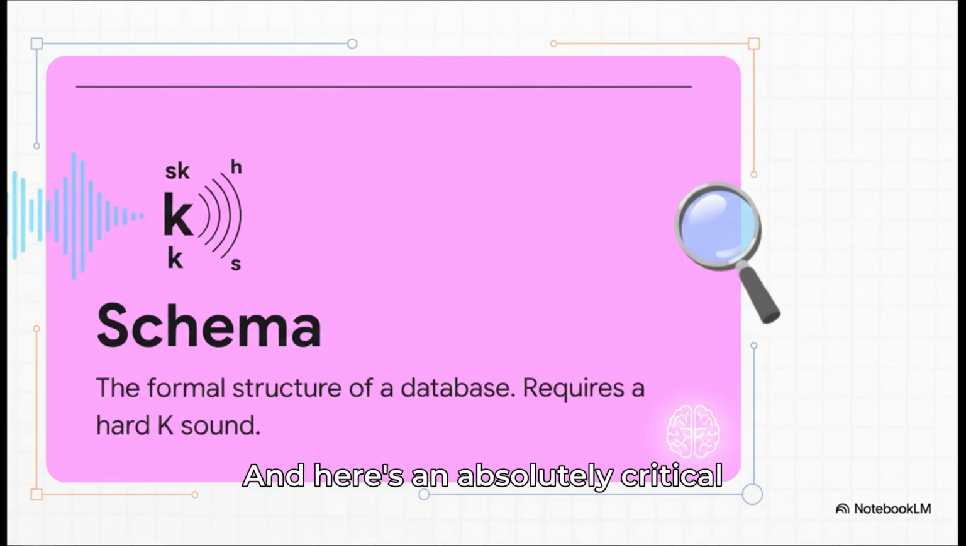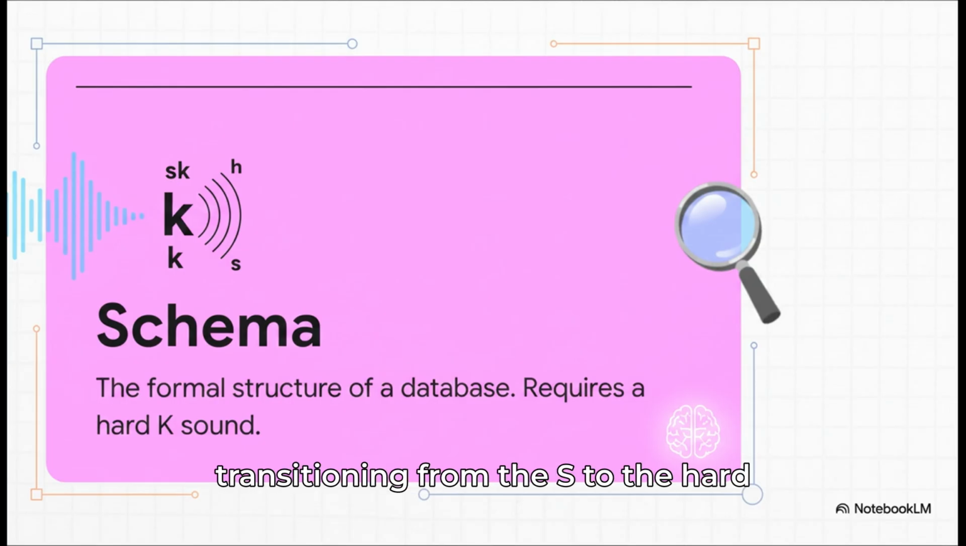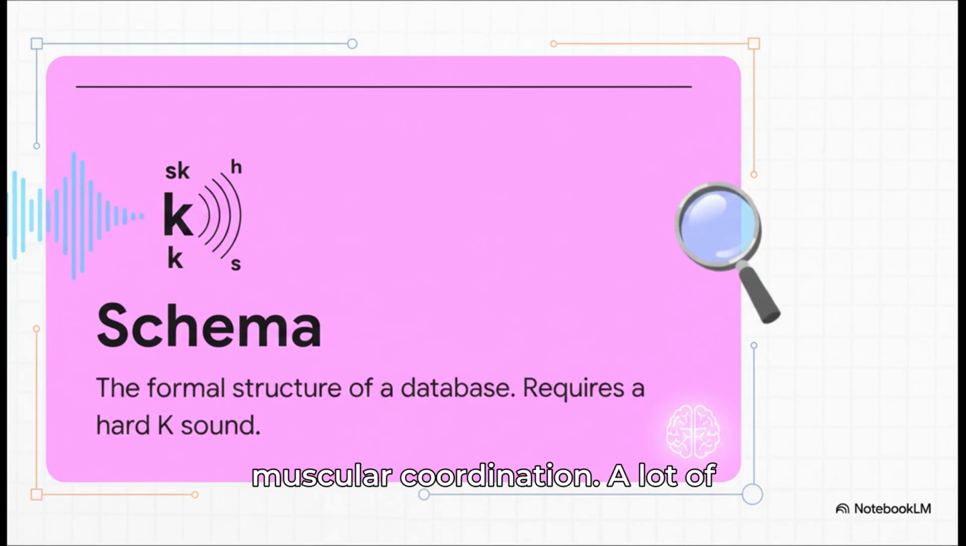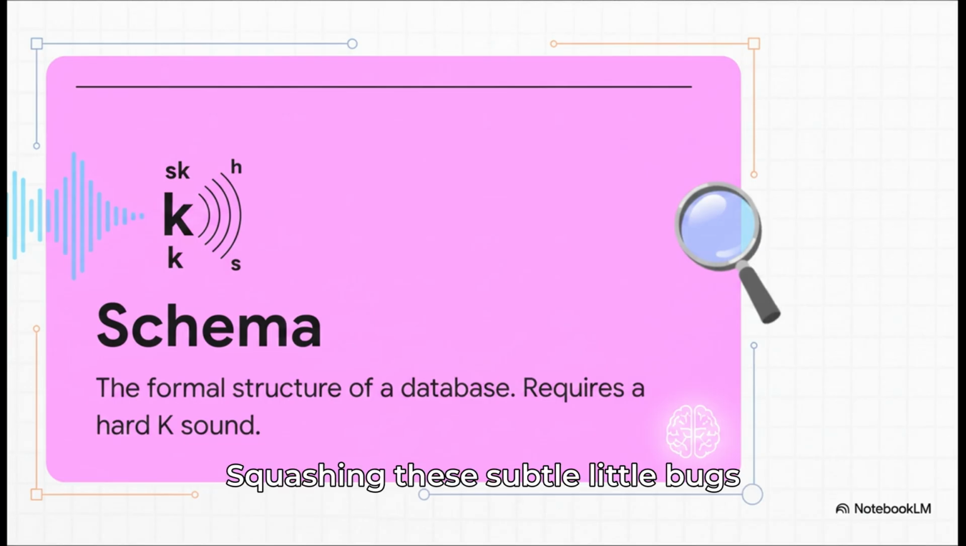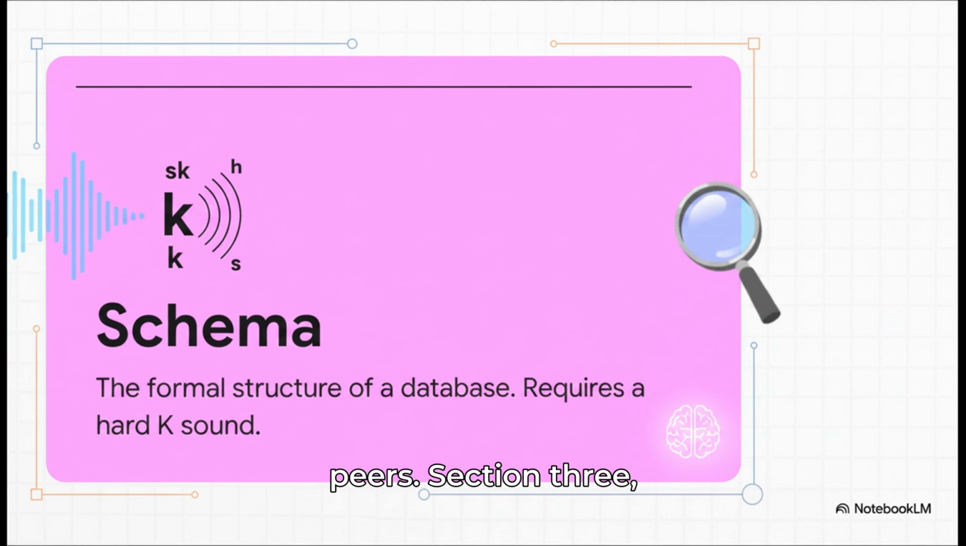And here's an absolutely critical one for database architecture, schema. Notice the phonetics here. Transitioning from the S to the hard K sound takes some precise muscular coordination. A lot of professionals fall into the trap of using a soft sh and saying shema. Remember the hard K, schema. Squashing these subtle little bugs instantly elevates your perceived fluency among your peers.